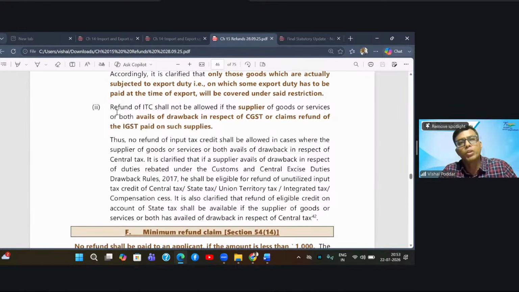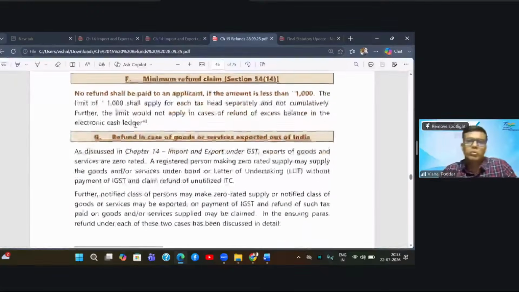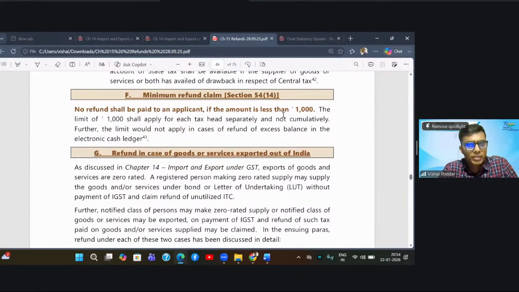Second restriction where you will not be allowed the ITC is, the refund of ITC will not be allowed if the supplier of goods or services has availed drawback in respect of the CGST or the IGST portion. So where in the customs you are allowed drawback of the same tax for which you are claiming refund here, double benefit cannot be allowed. So if you have taken refund of the same CGST, SGST, IGST in your customs, why should I allow the refund over here? So you take drawback over there, no benefit over here. Next, no refund will be allowed if the value is less than 1000.